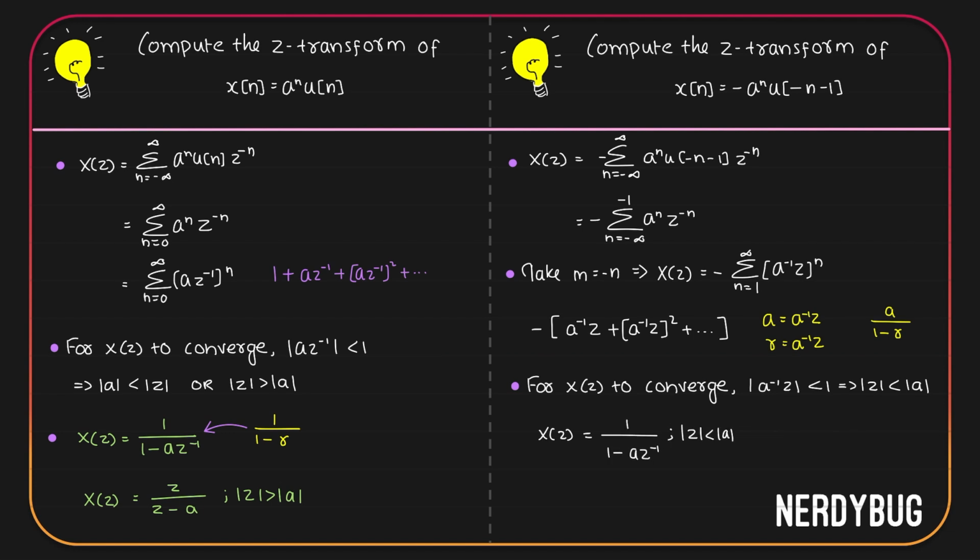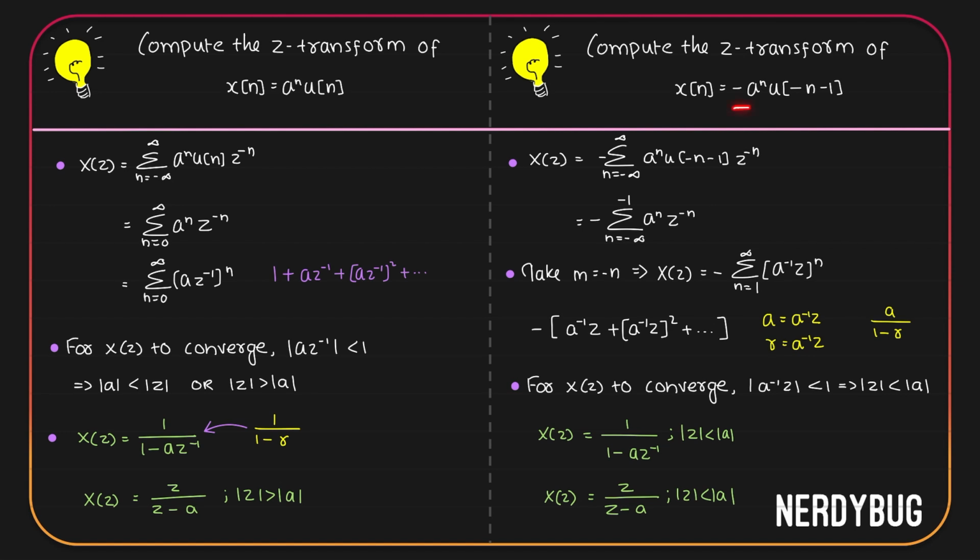Now, if we multiply the numerator and denominator of this expression by z, we can write X(z) in a different way: z divided by z minus a. Again, the condition is magnitude of z should be less than magnitude of a. So for the sequence a raised to n u of n, we got the z transform 1 by 1 minus a z raised to minus 1, or z by z minus a.